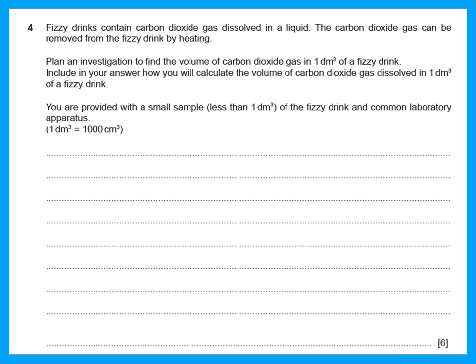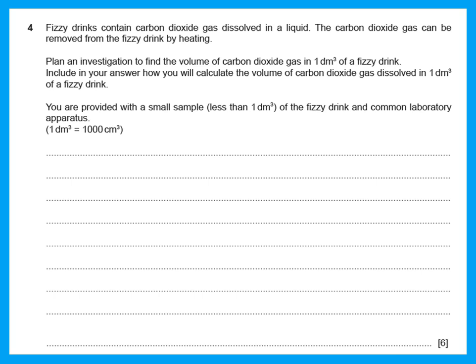This is another experiment. It says fizzy drinks contain carbon dioxide gas dissolved in a liquid. The carbon dioxide gas can be removed from the fizzy drink by heating. So if I heat the fizzy drink, the carbon dioxide gas comes out. Plan an investigation to find the volume of carbon dioxide gas in 1 decimeter cubed of fizzy drink. 1 decimeter cubed is a huge volume. Include in your answer how you will calculate the volume dissolved in 1 decimeter cubed.